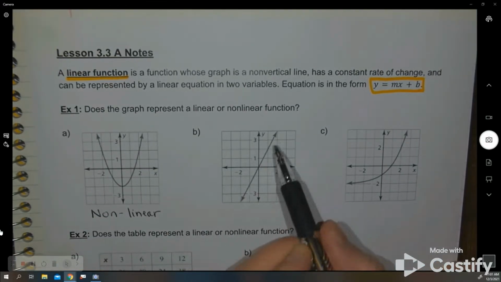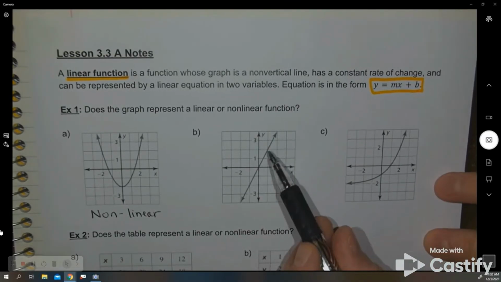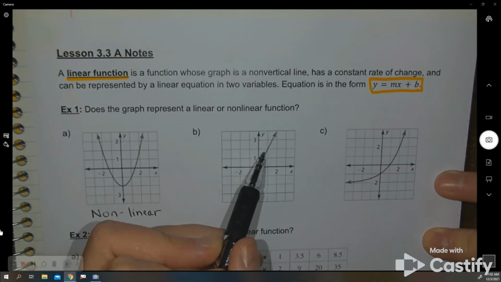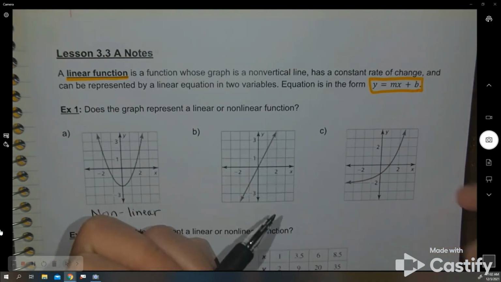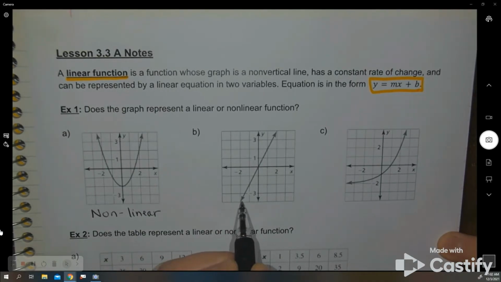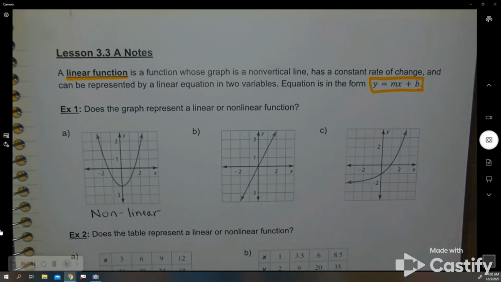For B, a really good indication is that it's just a straight line, but not vertical. The next thing I can look at is, as I move over one line here, I'm moving up 2 lines. If I move over one more line, I'm moving up 2 lines again. So this does seem to be going up by the same amount every time. I can even check down this way. Over 1, up 2, over 1, up 2, over 1, up 2, over 1. So I continue to get back onto that line. So it is a straight line, going up by the same amount every time. This one is linear.